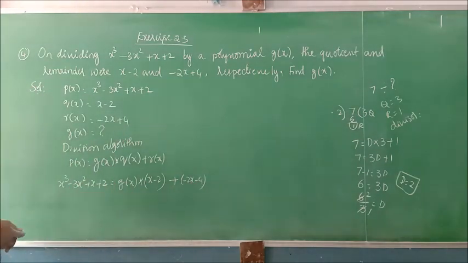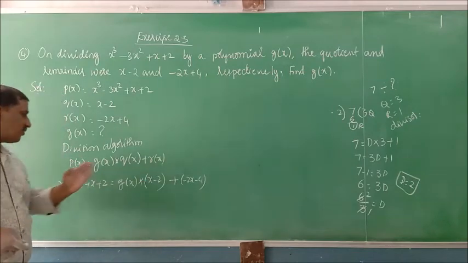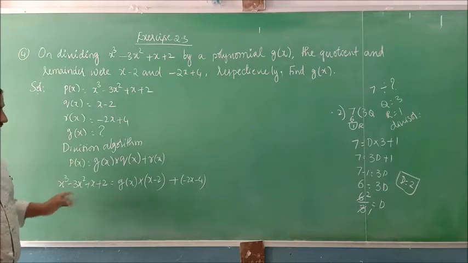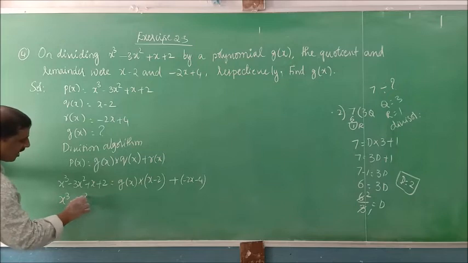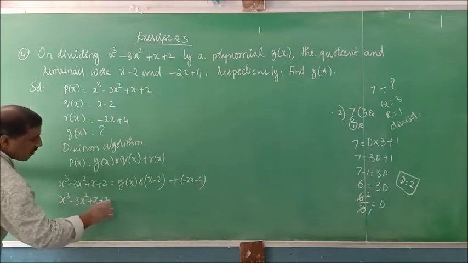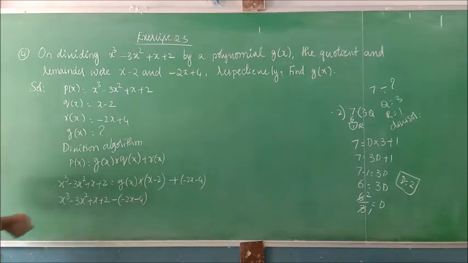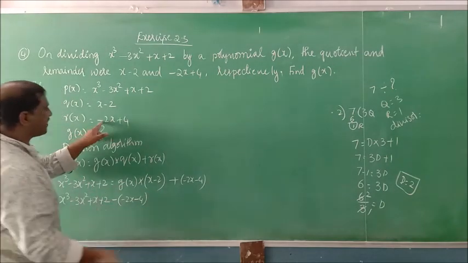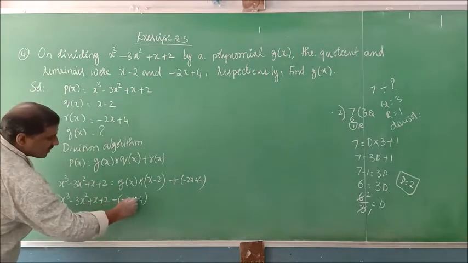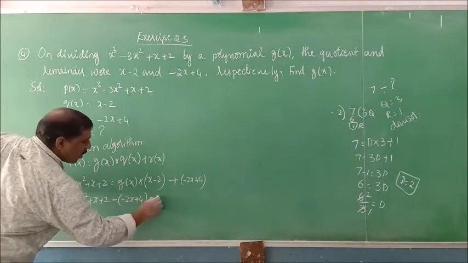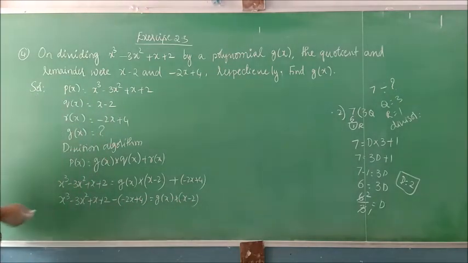Now transpose this r of x to this side, as it is added, therefore it is subtracted. So when we transpose, what we get is x cube minus 3x square plus x plus 2 minus of r of x. R of x is minus 2x plus 4. Therefore minus of minus 2x plus 4 is equal to g of x into x minus 2.